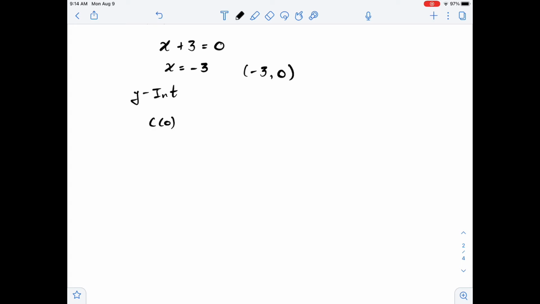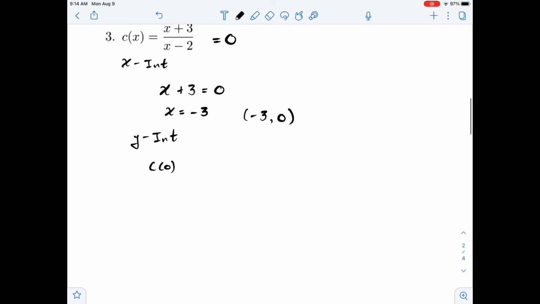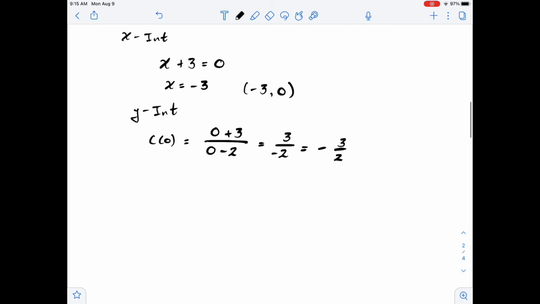I'm going to find c. My function this time is c, so I have c of x. I'm going to find c of 0. Well, c of 0 is therefore going to be inputting a 0 everywhere I have an x. That is 0 plus 3 all over 0 minus 2. 0 plus 3 is 3. 0 minus 2 is minus 2. That is negative 3 over 2, or negative 1.5.